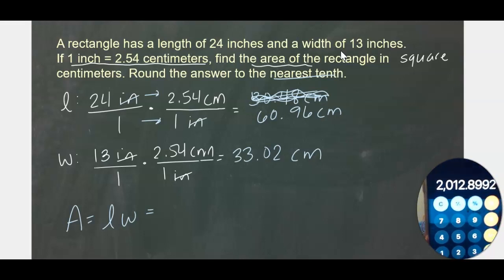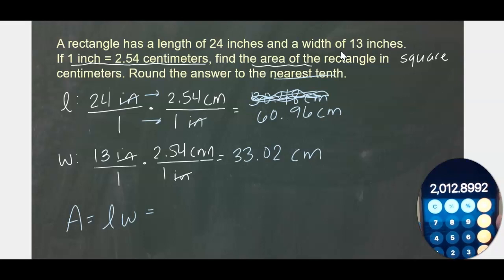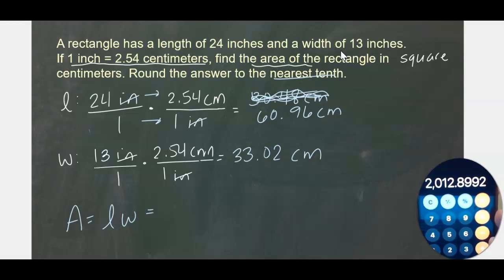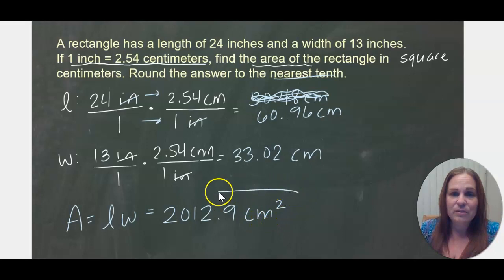So nearest tenth means 1 decimal place. So that means the 8, right? I need to decide if that 8 stays an 8 or if it goes up to a 9. Since the next number is a 9, then my 8 is going to round up. So I'll get 2012.9 if I round to the nearest tenth. And this is in square centimeters.